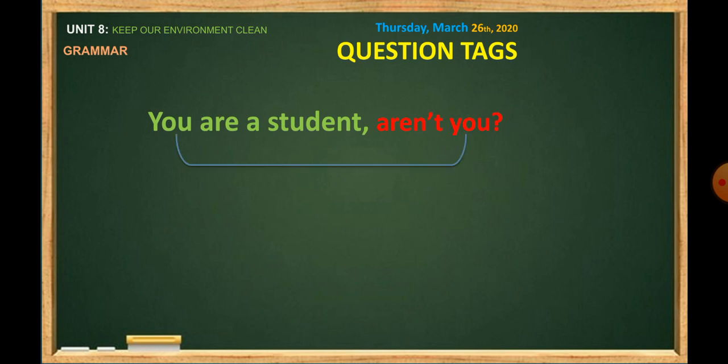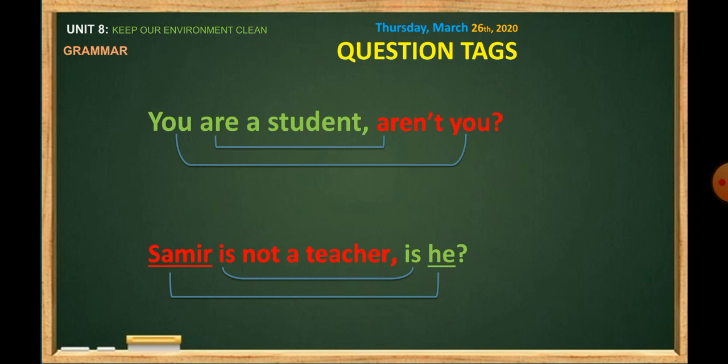Rule number 2. Here, as you can see, we have two examples. It's the same example. You are a student, aren't you? So as you can see here, this is the subject pronoun, you. It's this subject pronoun that you use here. The verb are is also the same verb that you use here. But here the verb is positive and here it's negative. We added not, or aren't. Okay?